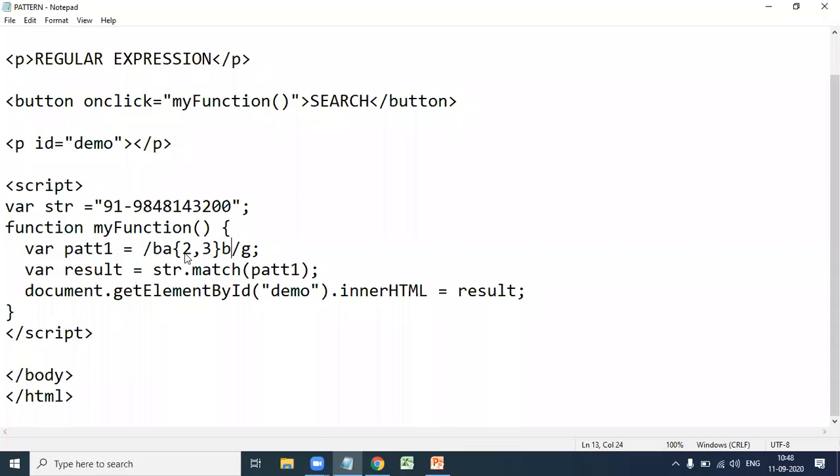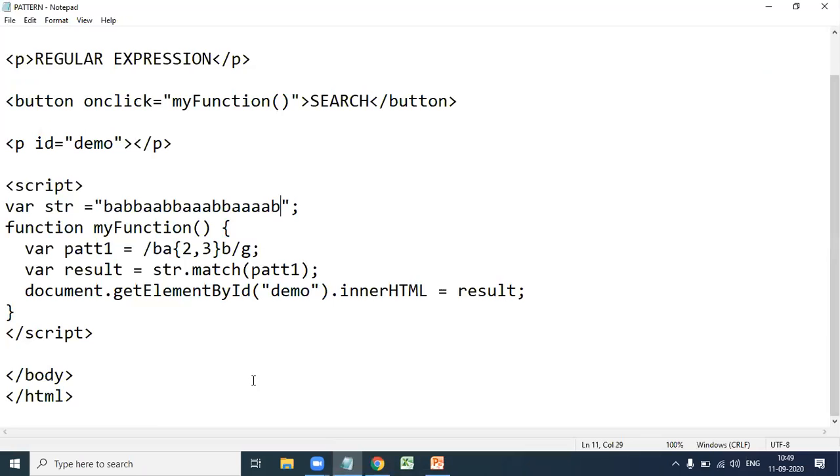Let us see the output. See here, the matches are only BAAB, BAAB. So it does not match the BAB and the B 4 A's B. Okay, so this is about regular expressions.